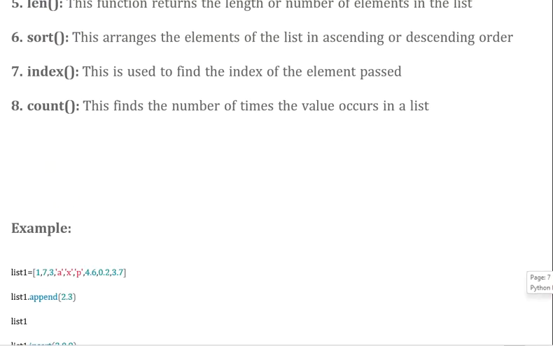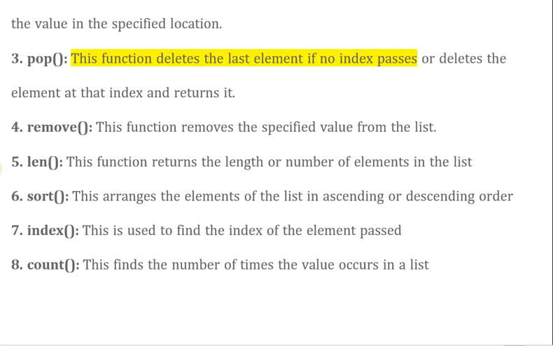Now come to the next functions, that is index and count. So index is used to find the index of the element passed. Whatever element we pass, it will give us the index, like at what position it is available. And the count function is used to find how many times a particular element is available in the list. Let me show you the example.